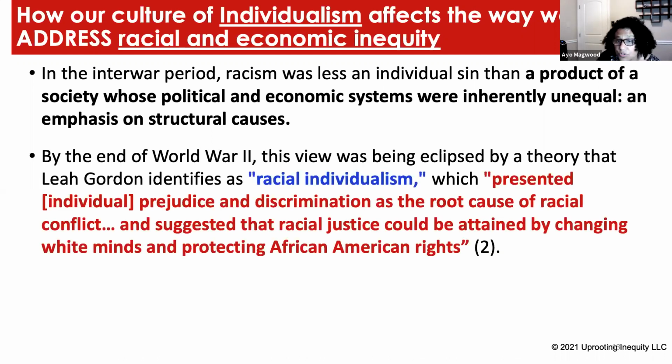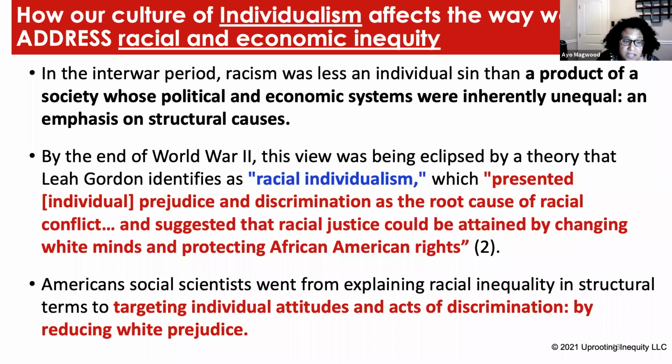But by the end of World War II, this view was being eclipsed by a theory that Leah Gordon identifies as racial individualism, which presented individual prejudice and discrimination as the root cause of racial conflict, and suggested that racial justice could be achieved by changing white minds and protecting African American rights. American social scientists went from explaining racial inequality in structural terms to targeting individual attitudes and acts of discrimination. The belief that you could get rid of racism by reducing white prejudice.